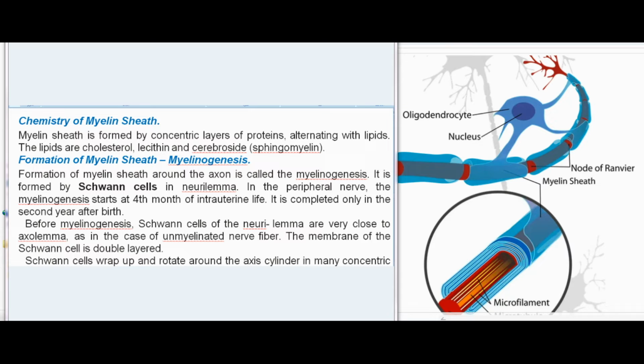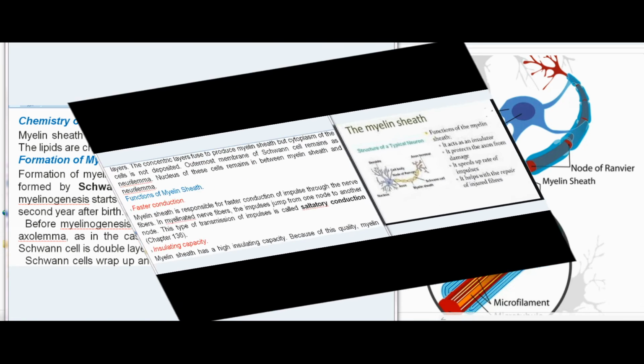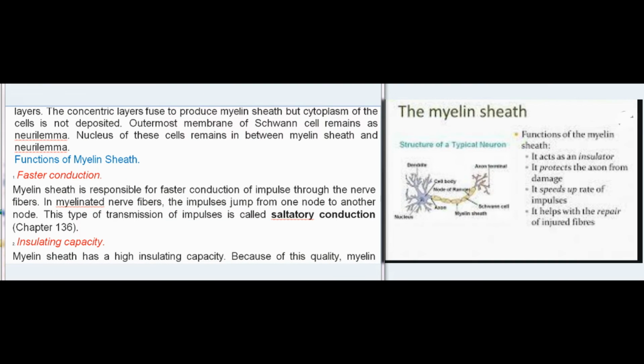Before myelinogenesis, Schwann cells of the neurolemma are very close to axolemma, as in the case of unmyelinated nerve fiber. The membrane of the Schwann cell is double-layered. Schwann cells wrap up and rotate around the axocylinder in many concentric layers. The concentric layers fuse to produce myelin sheath, but cytoplasm of the cells is not deposited. Outermost membrane of Schwann cell remains as neurolemma. Nucleus of these cells remains in between myelin sheath and neurolemma.